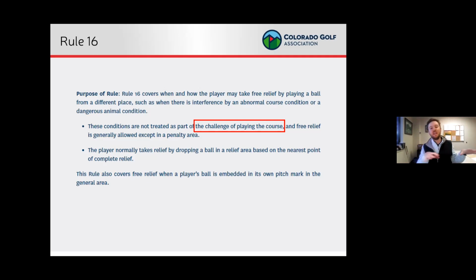We're going to see that integral objects and boundary objects are very separate from this, in which case there is no relief. They're treated very similarly in that you have to navigate around them, but a cart path next to the putting green is not considered a challenge of playing the course. You're allowed relief from that. You can take relief from that.